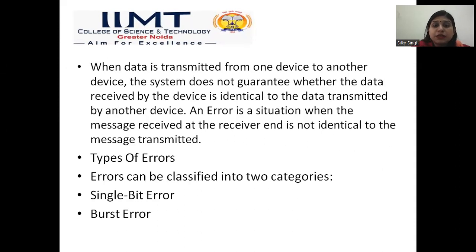When data is transmitted from one device to another, the system does not guarantee that the data received by the device is identical to the data transmitted by the other device. An error is a situation where the message received at the receiver end is not identical to the message transmitted. There are types of error. Errors can be classified into two types: single bit error and burst error.